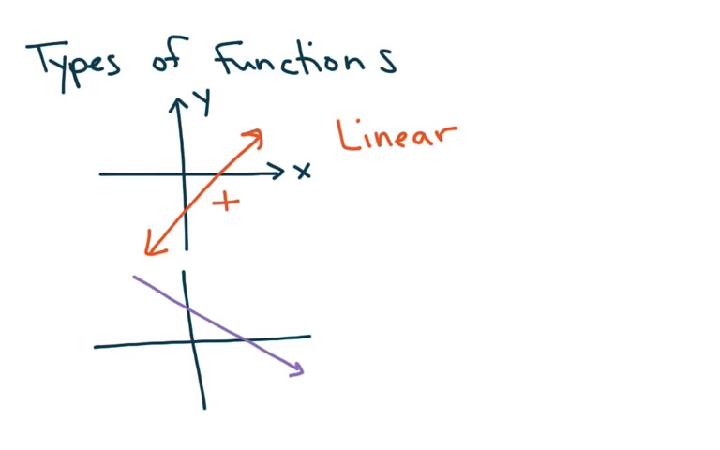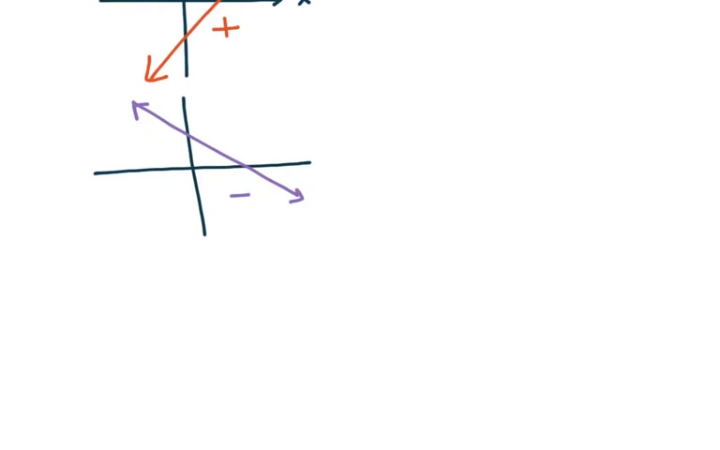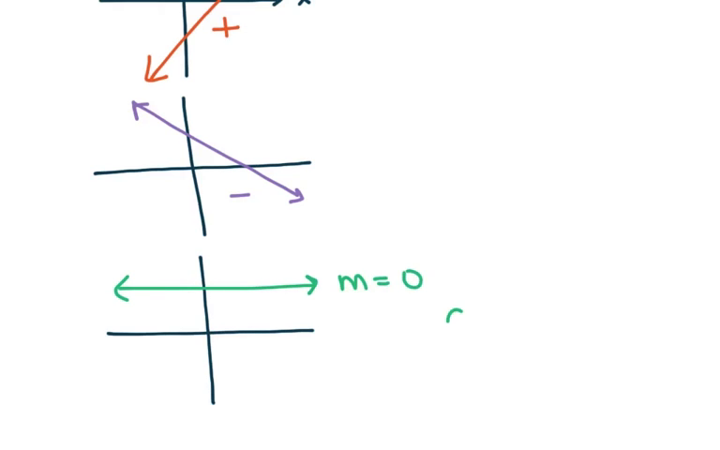It could have a negative slope. This was a graph that went down from left to right. We have a special type of linear function called the constant function. The constant function was the graph of a horizontal line. Its slope was 0, and this was a special case of a linear function.